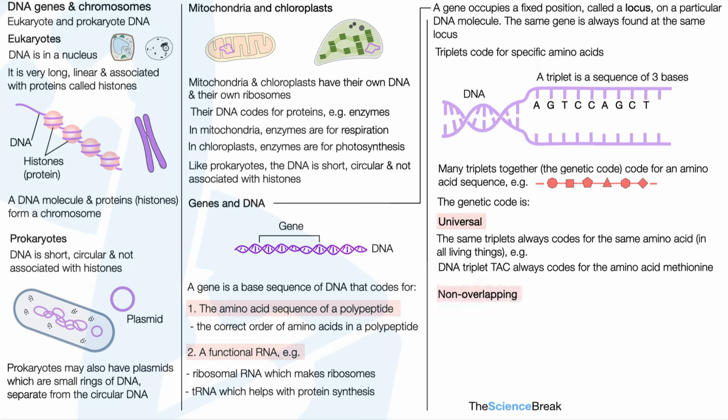DNA is also non-overlapping. Each base is only part of one triplet. Adjacent triplets do not overlap. So in our diagram there, we don't get triplets like this. That's not how they are arranged.